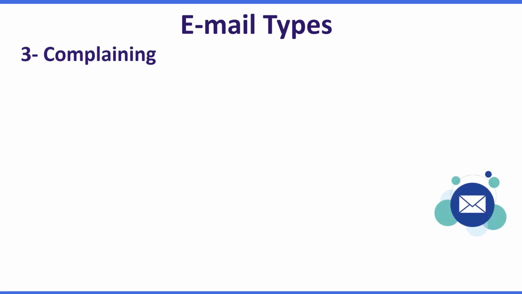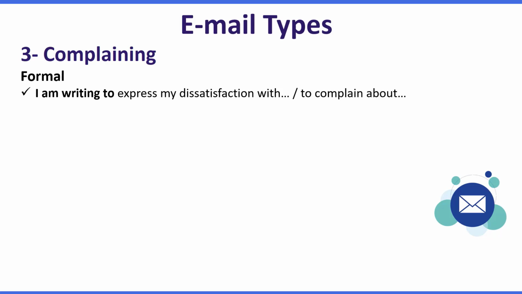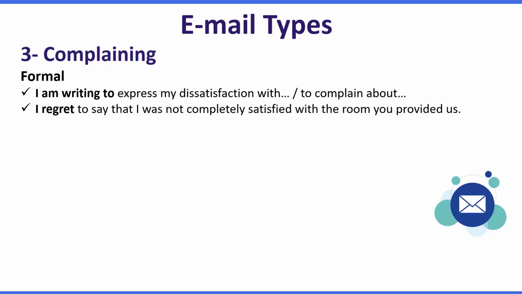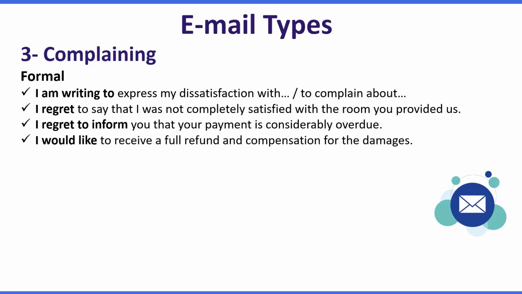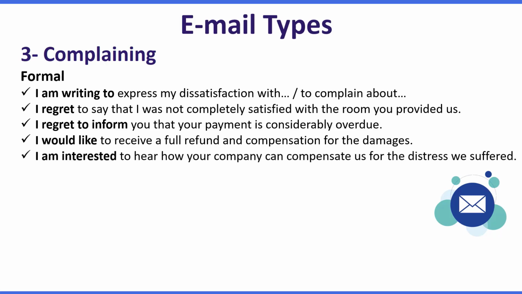The third type is complaining, if you have a complaint. For formal emails, I'm writing to express my dissatisfaction with, or I'm writing to complain about. I regret to say that I wasn't completely satisfied with the room you provided us. I regret to inform you that your payment is considerably overdue. I would like to receive a full refund and compensation for the damages. I'm interested to hear how your company can compensate us for the distress we suffered.